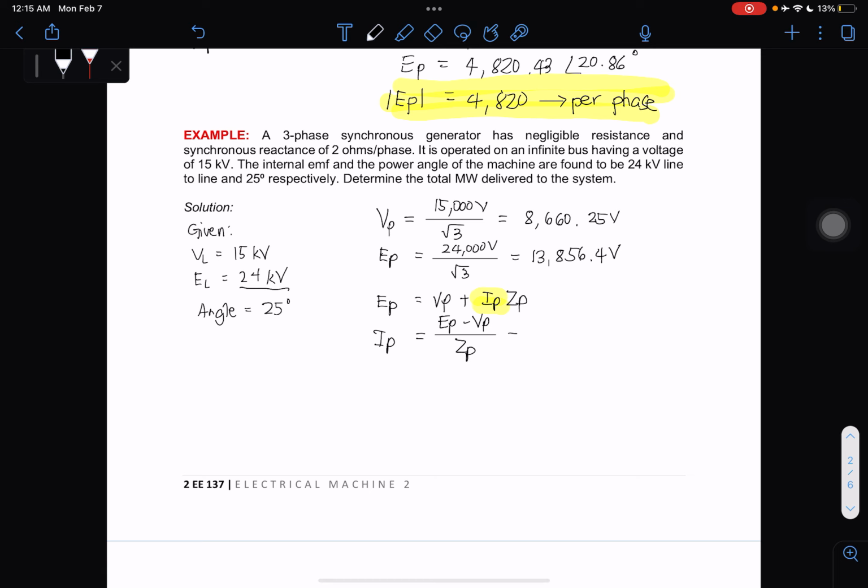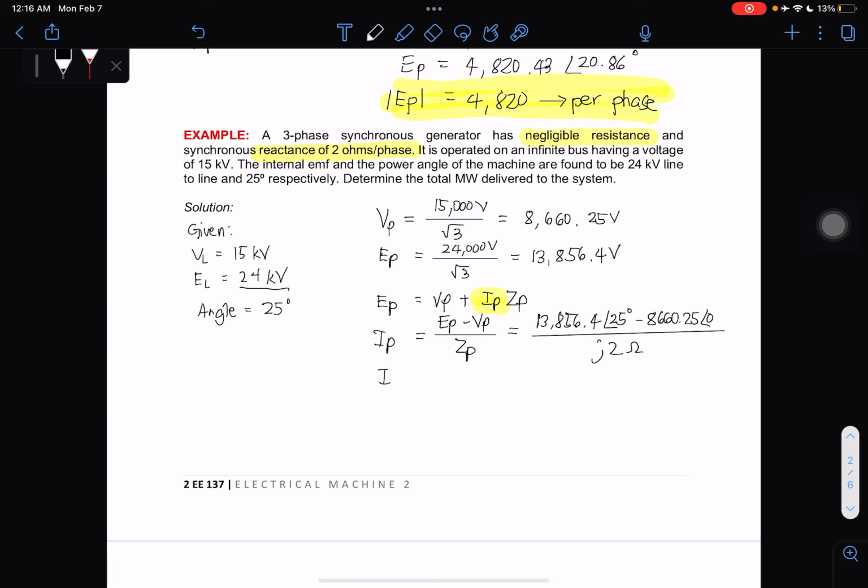So substitute, since everything is given. We have 13,856.4 at an angle of 25 degrees minus 8,660.25 at an angle of 0, divided by ZP. The problem said the resistance is negligible. So therefore the only given is the reactance of 2 ohms per phase. So we have j2 ohms.